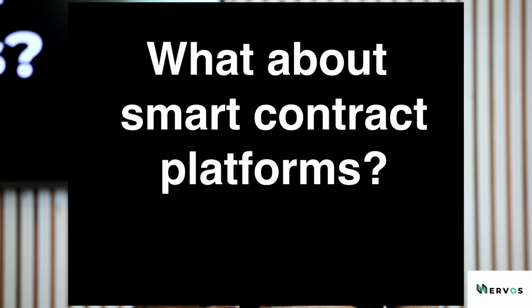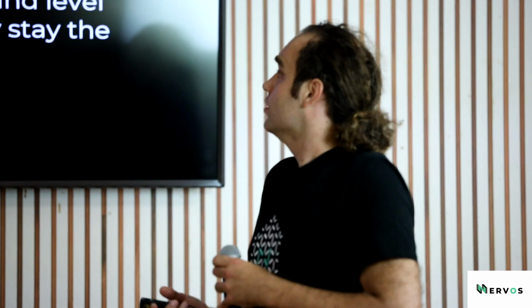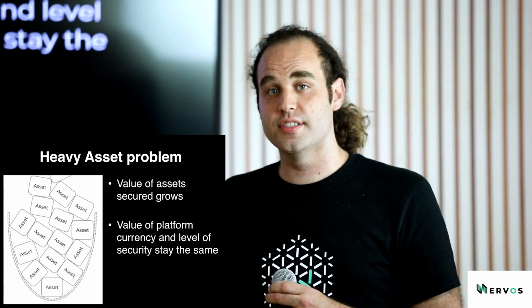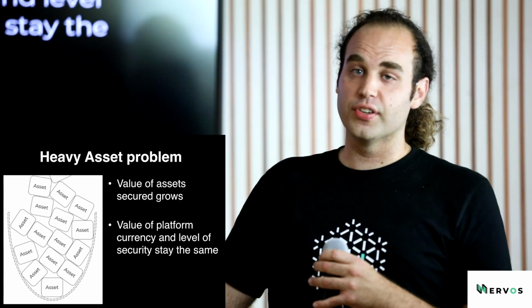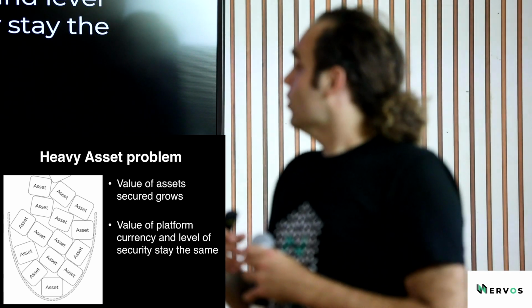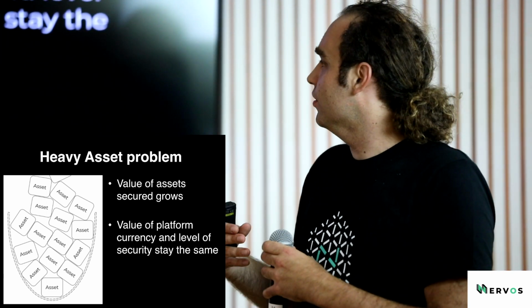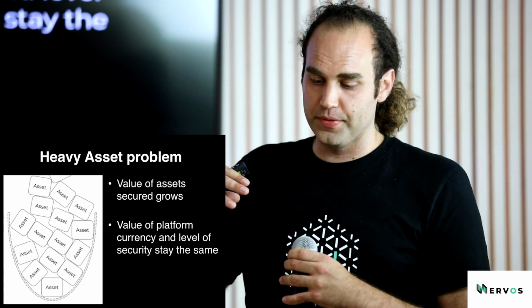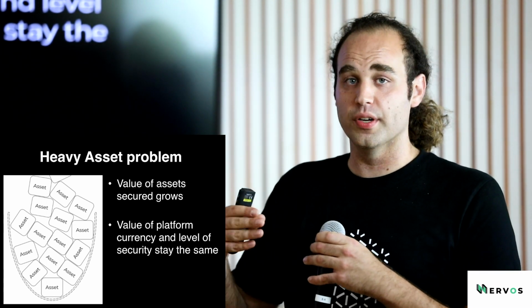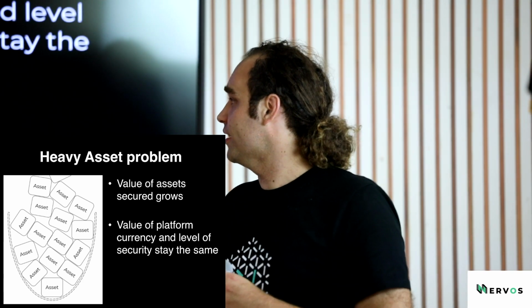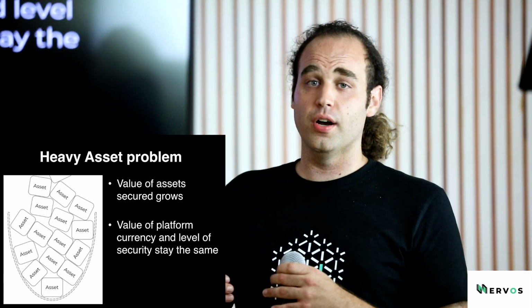So is it possible to create a similar thing with smart contract platforms? So today we see this heavy asset problem where the value of assets secured, say by Ethereum, can increase significantly without the underlying currency appreciating at all. So without this means to capture value, the cost of attacking the blockchain is getting out of sync with the amount of value that's stored on top of it. So we want to see this dynamic of as more value is stored on the blockchain, the cost to attack the chain is increasing as well.